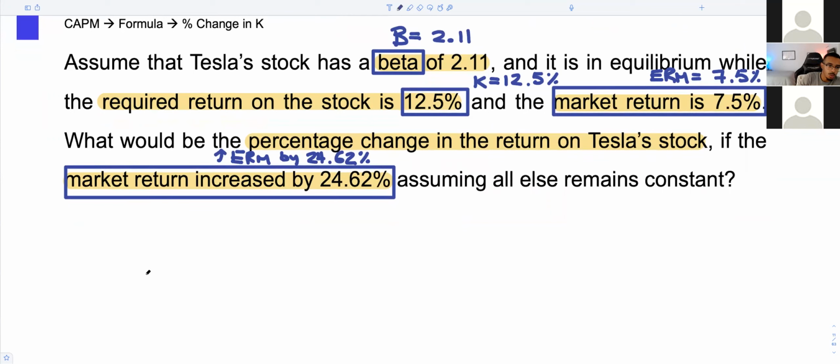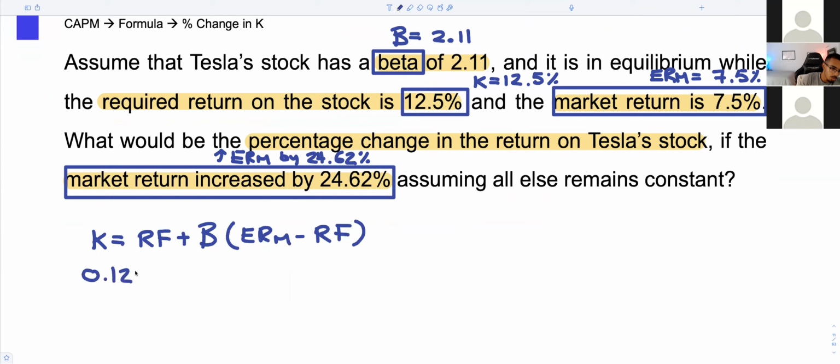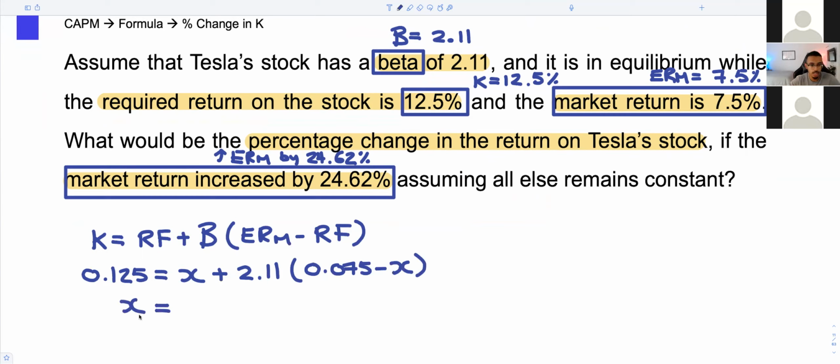All right, so we would say, cool. We know that K, once again, is equal to the risk-free rate plus beta times the market risk premium. In this case, we're missing RF. So we know that 0.125 is equal to X plus 2.11 times (0.075 minus X). I'm going to ask you all to tell me what is X. In other words, what is our risk-free rate? I'm going to ask all of you to solve for it.